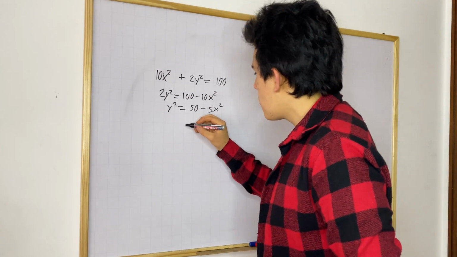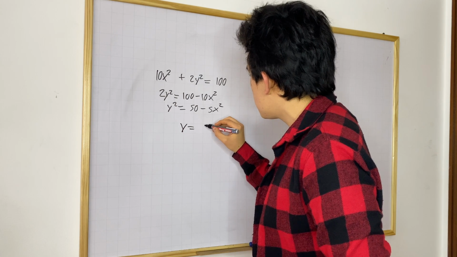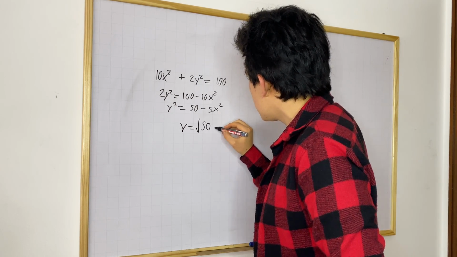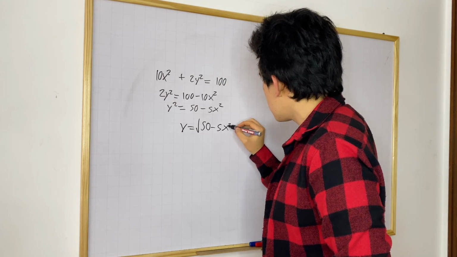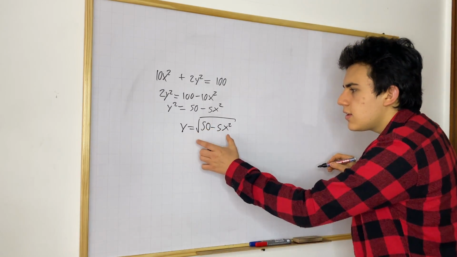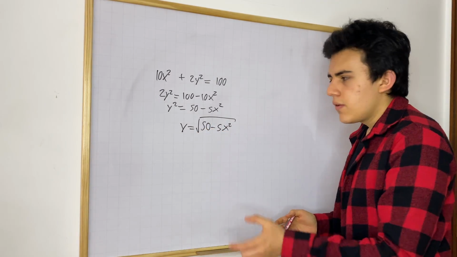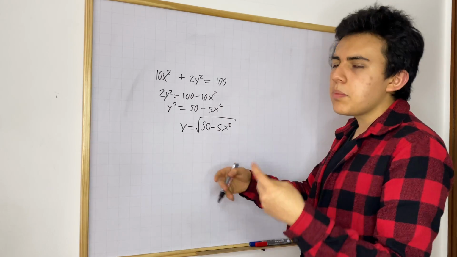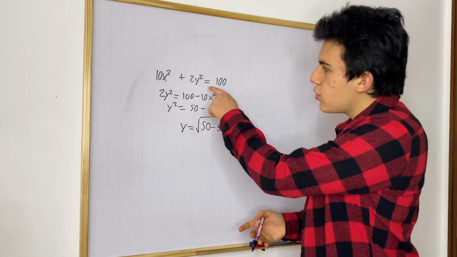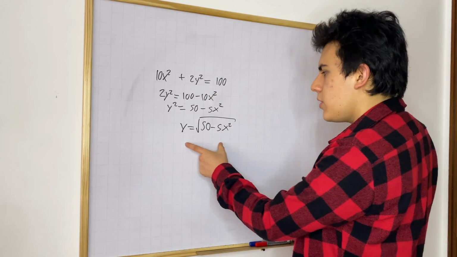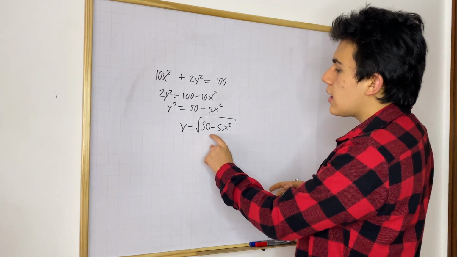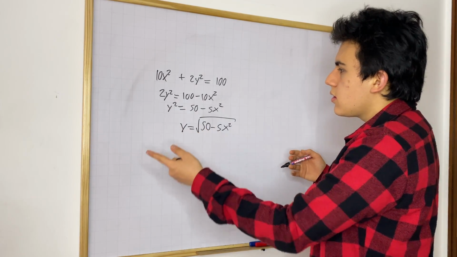Now we can take the square root on both sides and we get that y is equal to the square root of 50 minus 5x squared, okay? Now this is what I was talking about before. If you have this equation, you can just simply put y in terms of x, which is what we just did right here. And now you could take the derivative of this using the common method.